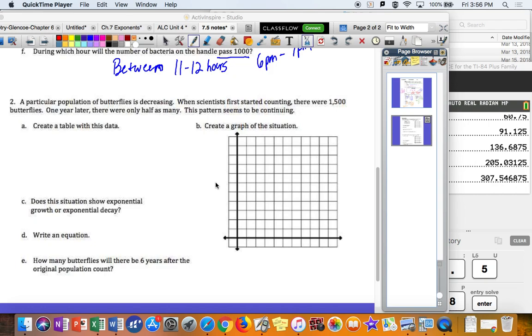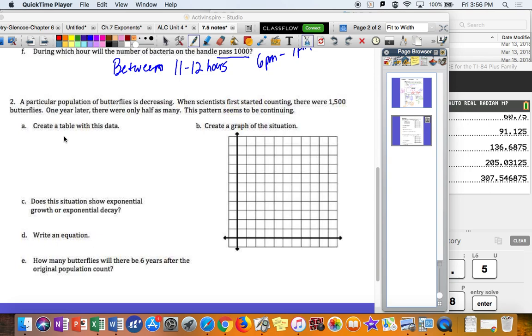Here we go with our second problem. Let's see if I can make this one go just a little bit faster, and see if I can not have as many technology glitches. So right now we are looking at a particular problem with butterflies that are decreasing.